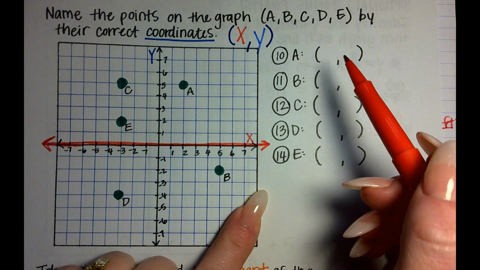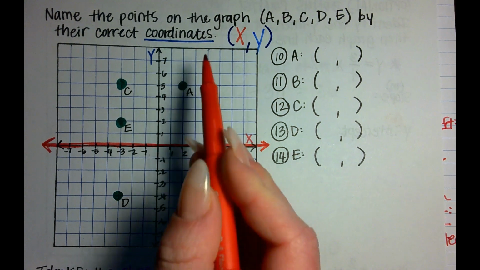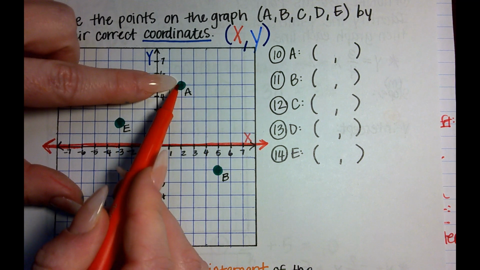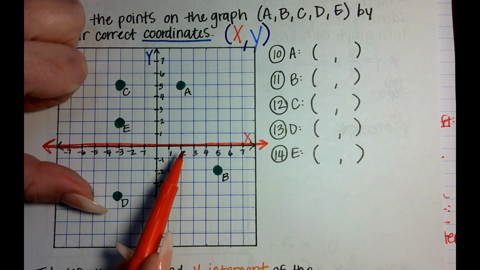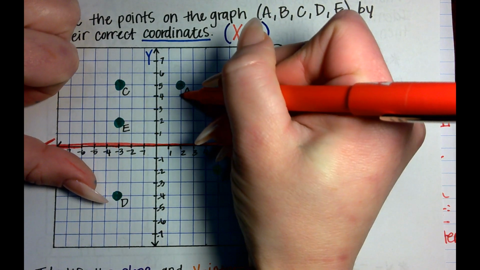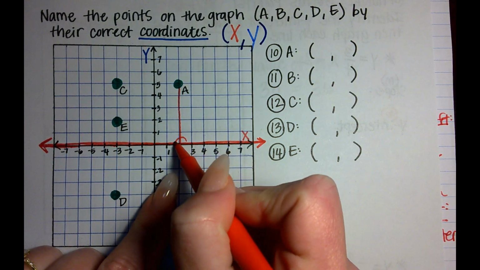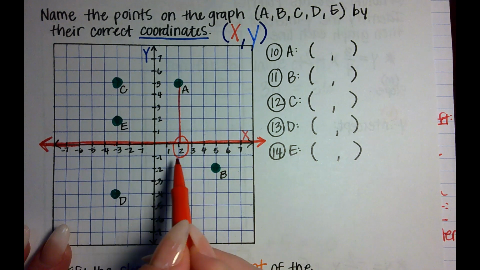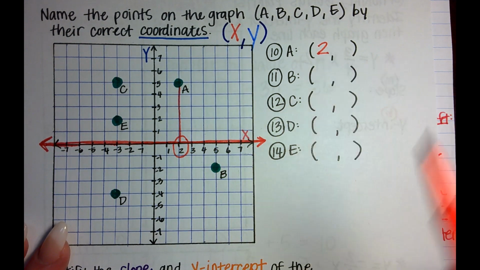So we're just looking at number 10, point A. For point A, to find my value for x, I am going to start at my point and see where A lines up on the x-axis. So I'm going to start here and draw a line down, and I'll see what number A lines up with on the x-axis. What number does it line up with? 2. So my x value for A is 2.